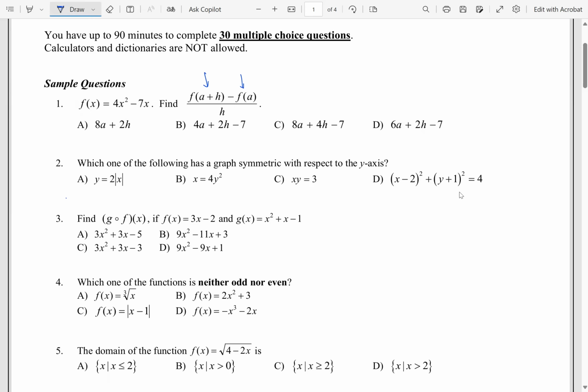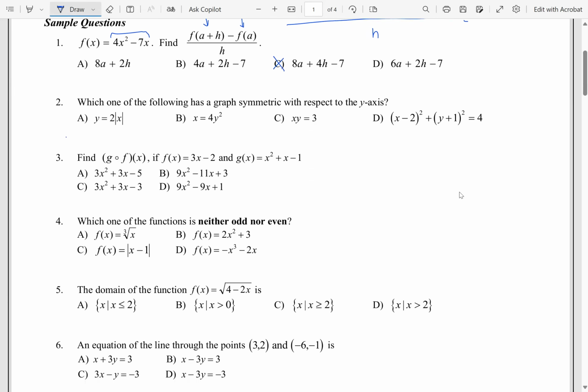So you just write 4 times a plus h all squared minus 7 times a plus h, minus f of a. You just insert a instead of x here: 4a squared minus 7a. Divide all these results, after squaring a plus h and removing this bracket, by h, and you will get the value 8a plus 4h minus 7, part C.